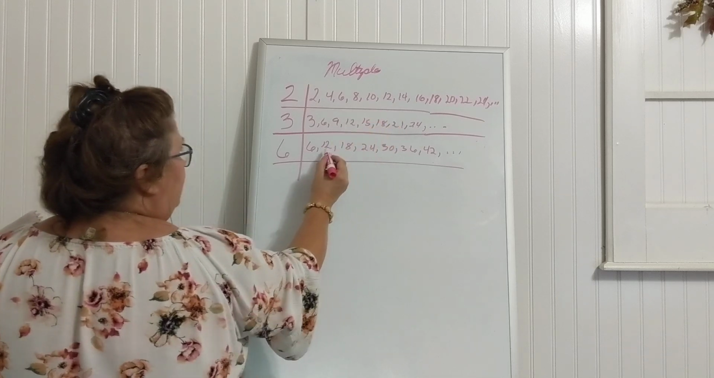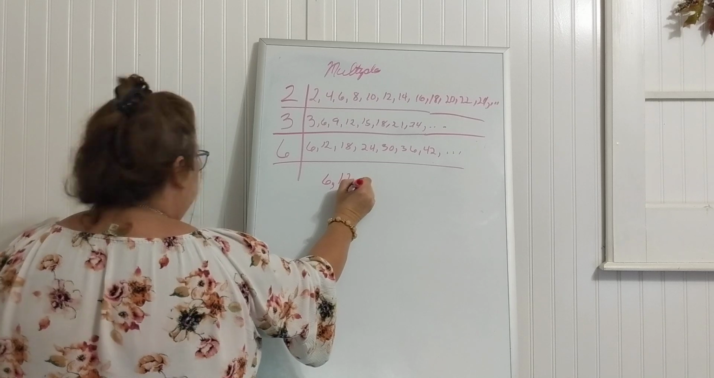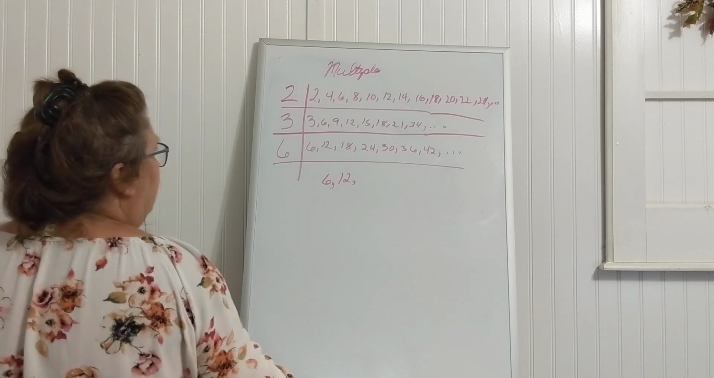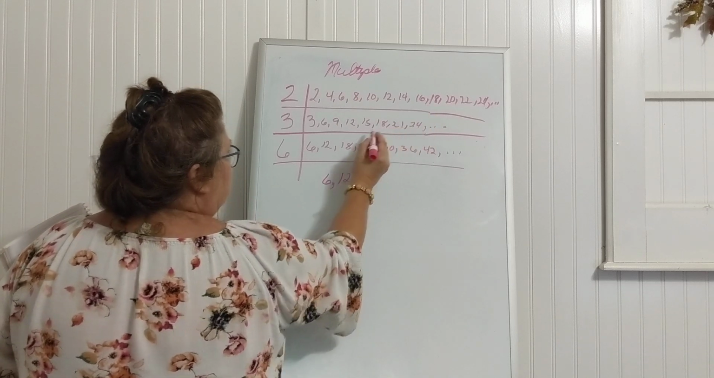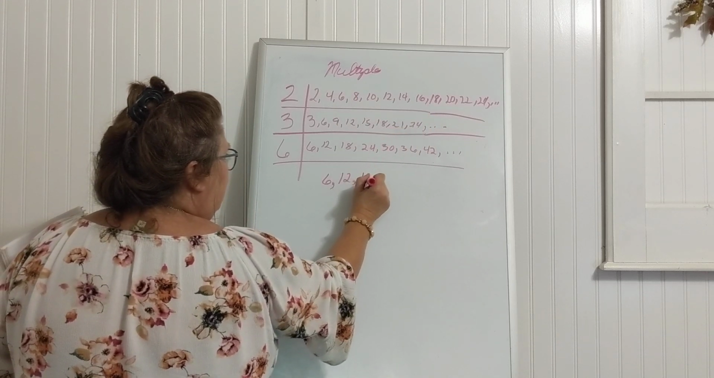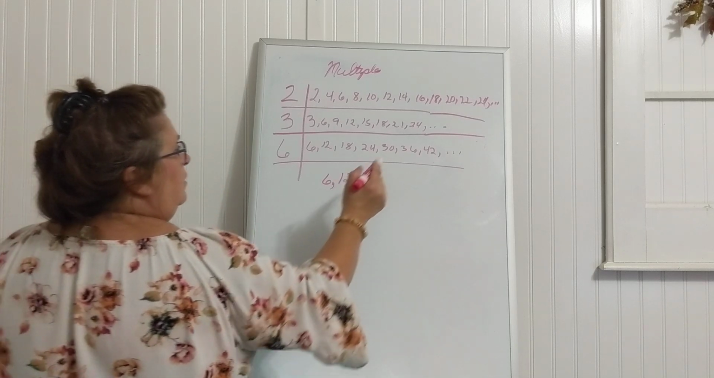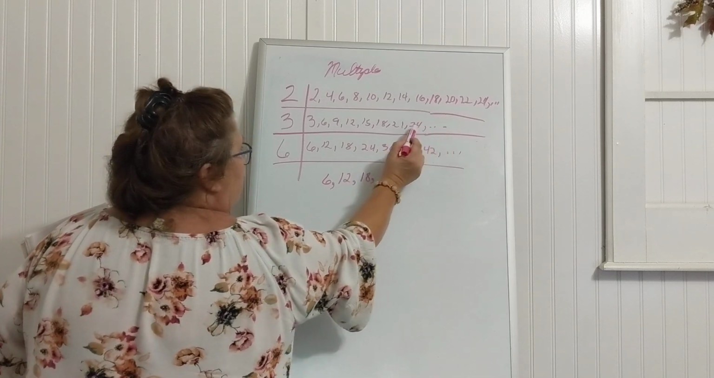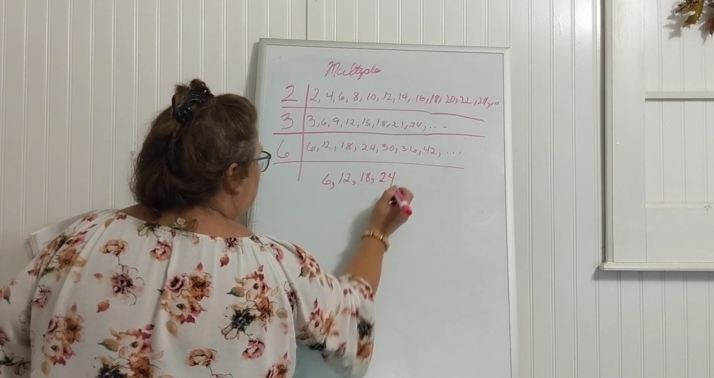12, 12, and 12, yes. 12 is a common multiple. 18, 18, 18. 18 is a common multiple. 24, 24, 24. 24 is a common multiple.